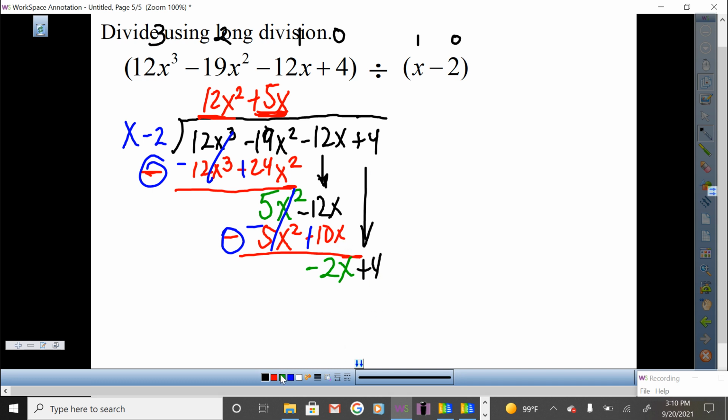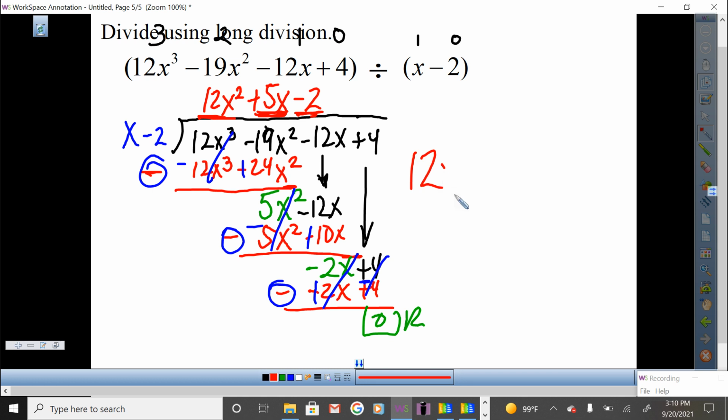Positive 4. So what number times x gives us negative 2x? Negative 2. Negative 2 times x, that's negative 2x. Negative 2 times negative 2, that's positive 4. We're going to subtract, and once again, what does that mean? Distribute that to here, it becomes a positive. This one becomes a negative. This cancels, and we're left with 0 remainder. So our quotient, what's our quotient? 12x squared plus 5x minus 2 is our quotient.